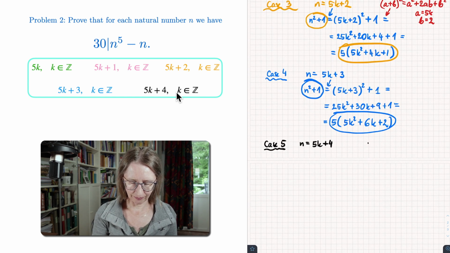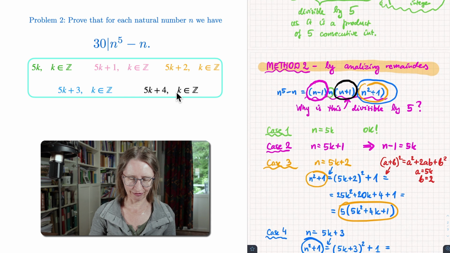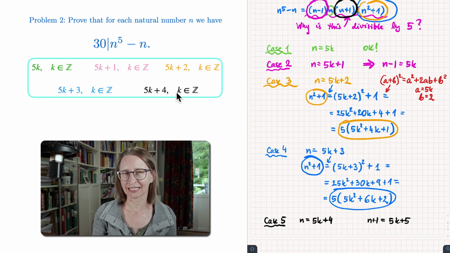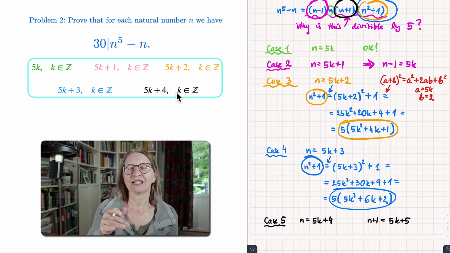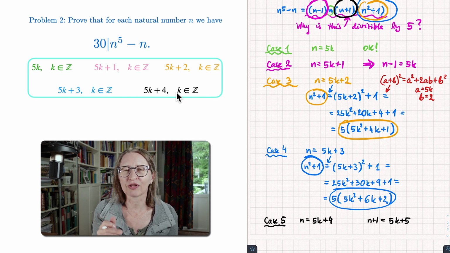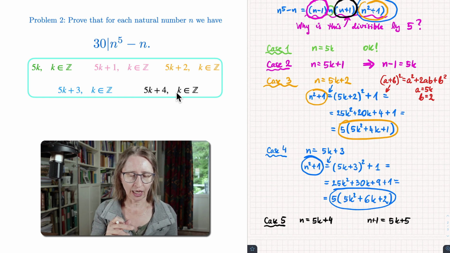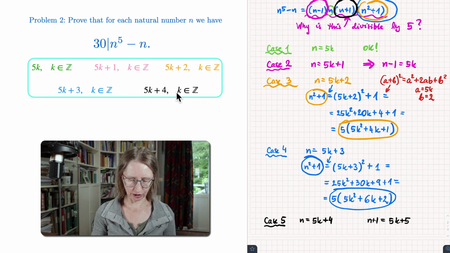n plus 1 is equal to 5k plus 5. It's clearly a number which is divisible by 5. So you see in the method 2, we have analyzed 5 possible cases, and you know that that's all. There are no other cases. Of course, this k, I just wrote it k in each of the cases, but it can be just any integer number, right? I could use another letter, but it doesn't matter. These cases are separate from each other. Here in all these cases, k is just some integer number, doesn't matter which one.